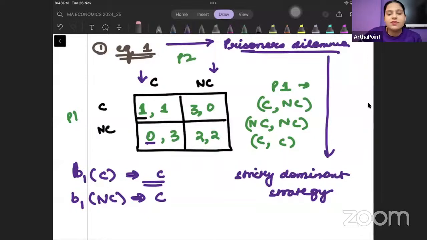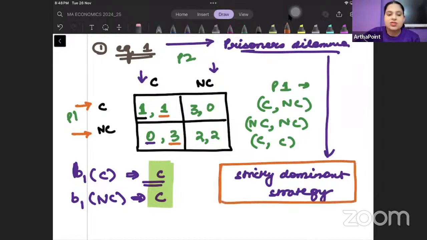So we saw that when it is prisoner's dilemma, the best response of player 1 is not changing when the best response of player 2 is changing. Right? So the best response for player 1 is always the same, that he will commit to crime. Same is the case with player 2 also. So when player 1 is committing to crime, best for player 2 is this. When player 1 is not committing to crime, between 3 and 2, this is this. So we saw that there was a strictly dominant strategy in this case.